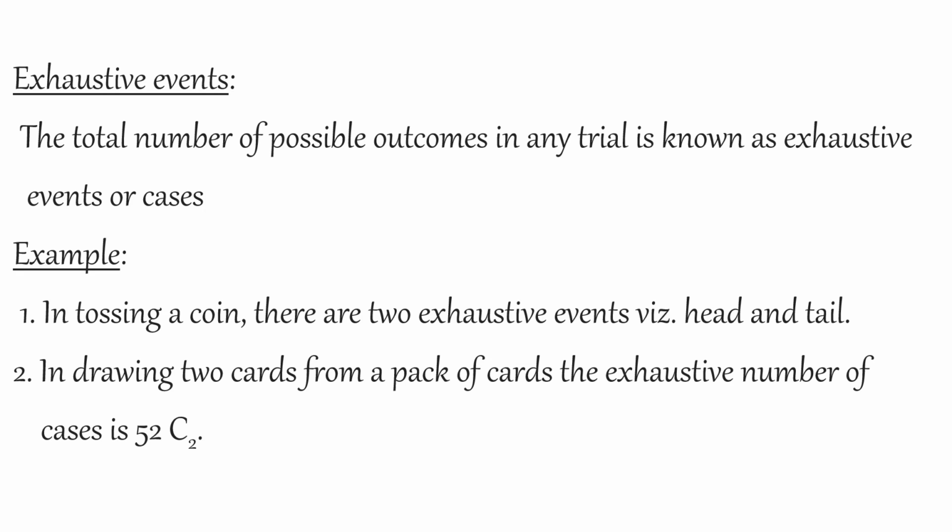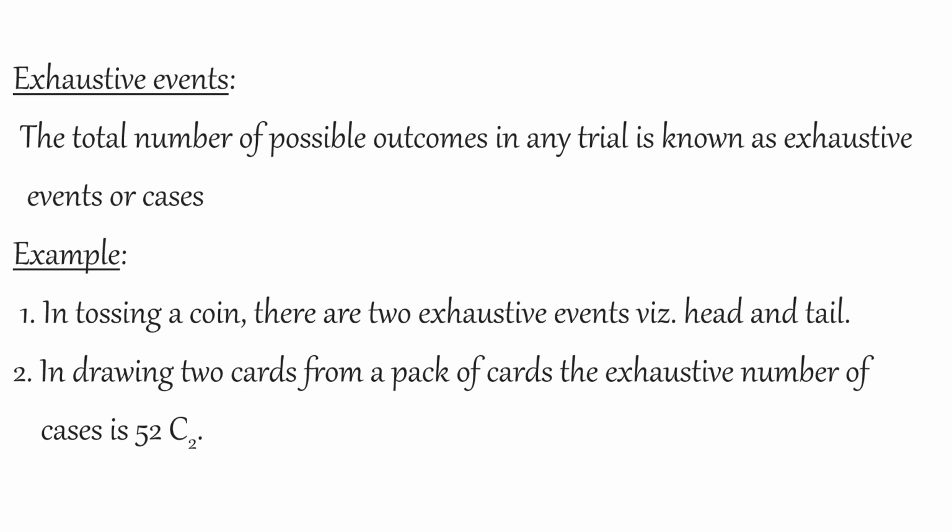Okay. Next is exhaustive events. That is the total number of possible outcomes. That is whatever we are writing in the denominator in probability. That is also called exhaustive events. In tossing a coin, there are two exhaustive events: one is head and the other is tail.